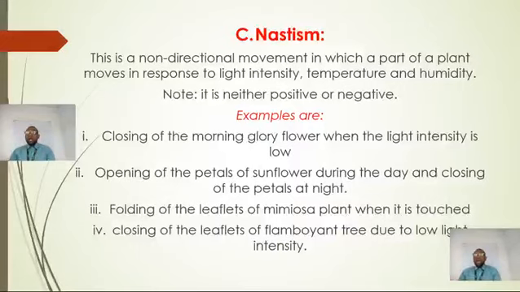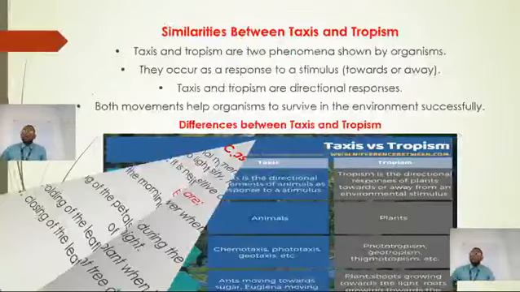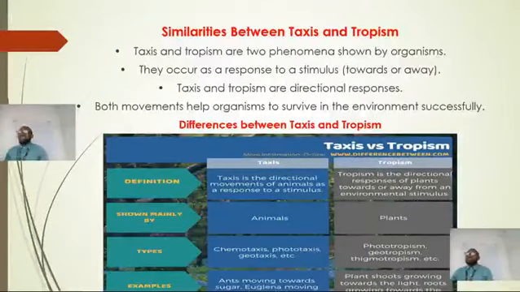Okay, I've studied that. The three major types of responses are taxis, tropic movement or response, and the nastic response. Let's look at the similarities between taxis and tropism. Don't forget, the reason why we want to study the similarities is because they are both directional movements. That is one. I think we get that.